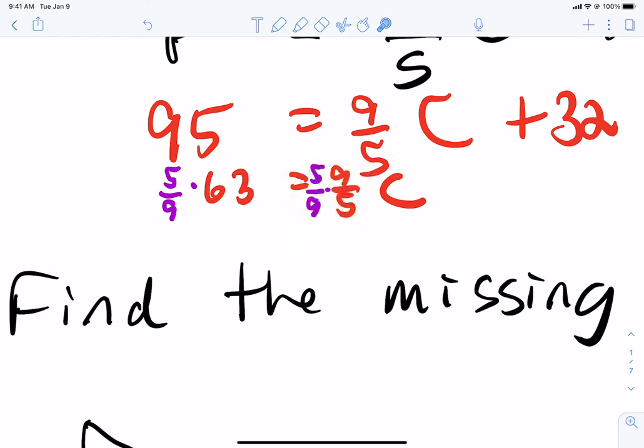So that's why it cancels out. That's why we do that. Now over here I can give you a little trick of how to do this. This is 5 times 63 divided by 9. Now you can divide the 9 in first, which is probably the easiest thing to go. And then we get 5 times 7, or 35. So it's 95 degrees Fahrenheit is the same as 35 degrees Celsius.